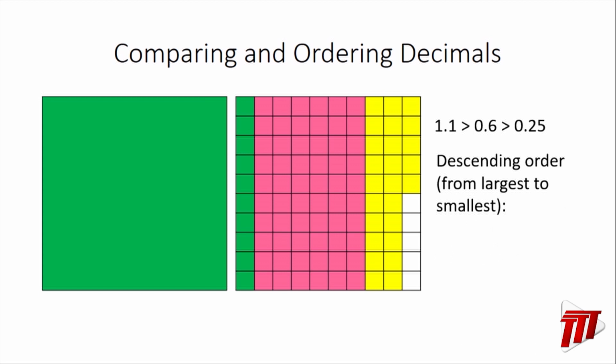So we may be asked to arrange decimal numerals in descending order. Descending order means from largest to smallest. So which is the largest numeral of the 3? 1 1/10 goes first, 6 tenths goes second, and 25 hundredths, which is the smallest of the 3 decimal numerals, goes last.